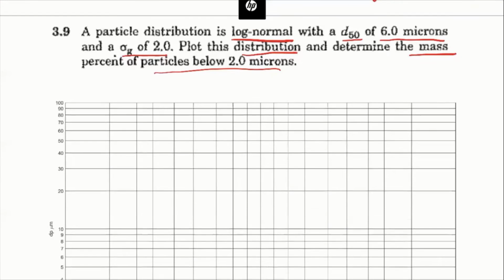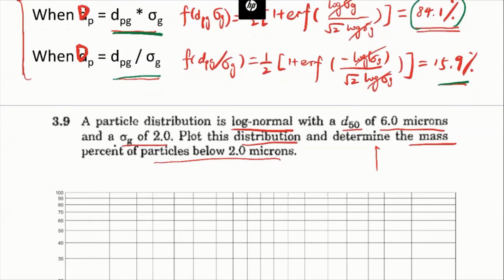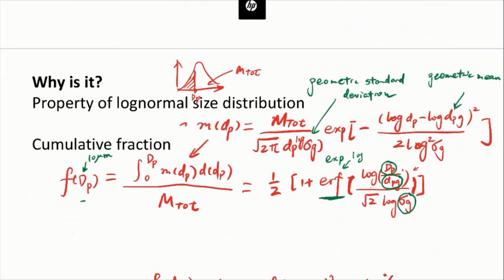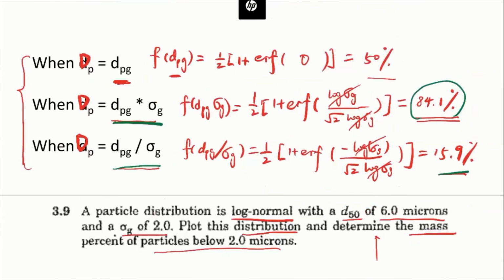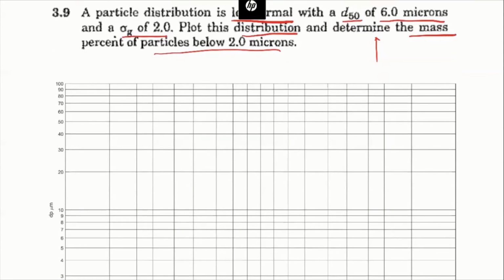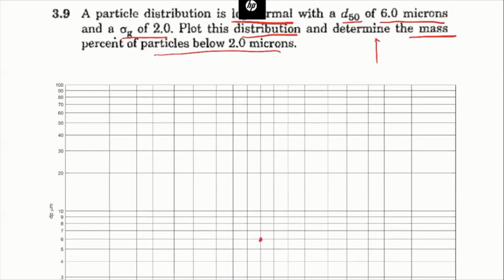If we don't have this semi-log plot, the typical way is to plug in these 6 and 2 into the size distribution equation and then make the plot. But that's going to be very complicated. The semi-log plot helps us solve quite many things. So the way we do that: D50 is 6 microns, so let's look at 6. That's going to be this point. And we have D50 and also sigma g.